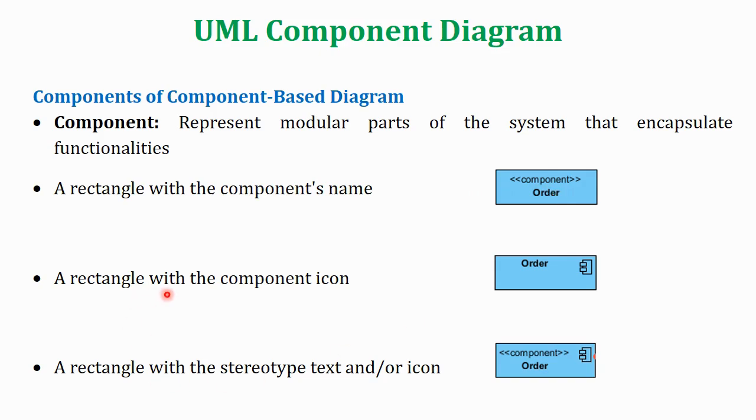And the next one is the rectangle with the component icon. See the icon. So the rectangle with the icon. And the next one is the rectangle with the stereotype text and/or icon. So here the rectangle with the stereotype text under the icon. So there are three different views of the component.